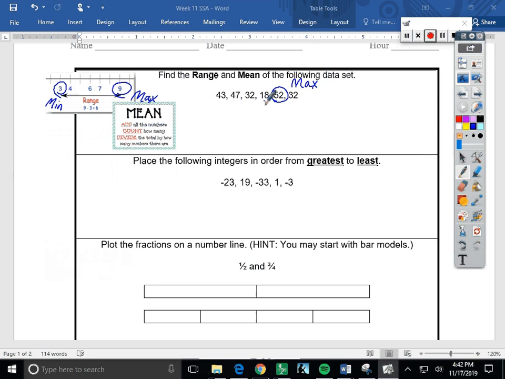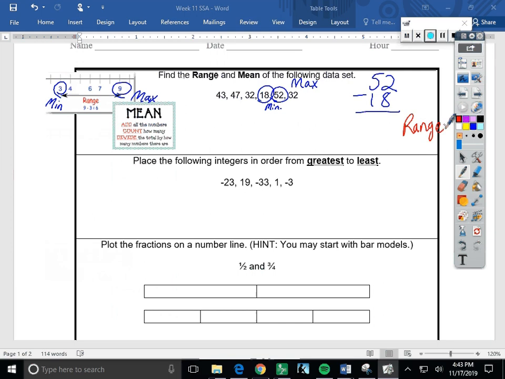18 looks pretty small to me. Is there anything smaller than 18? No, that's the minimum. I'm ready. I'm going to take the 52, the maximum, and I'm going to subtract the minimum, and there is a bit of a regroup here, but when you are done, you are going to find the range.